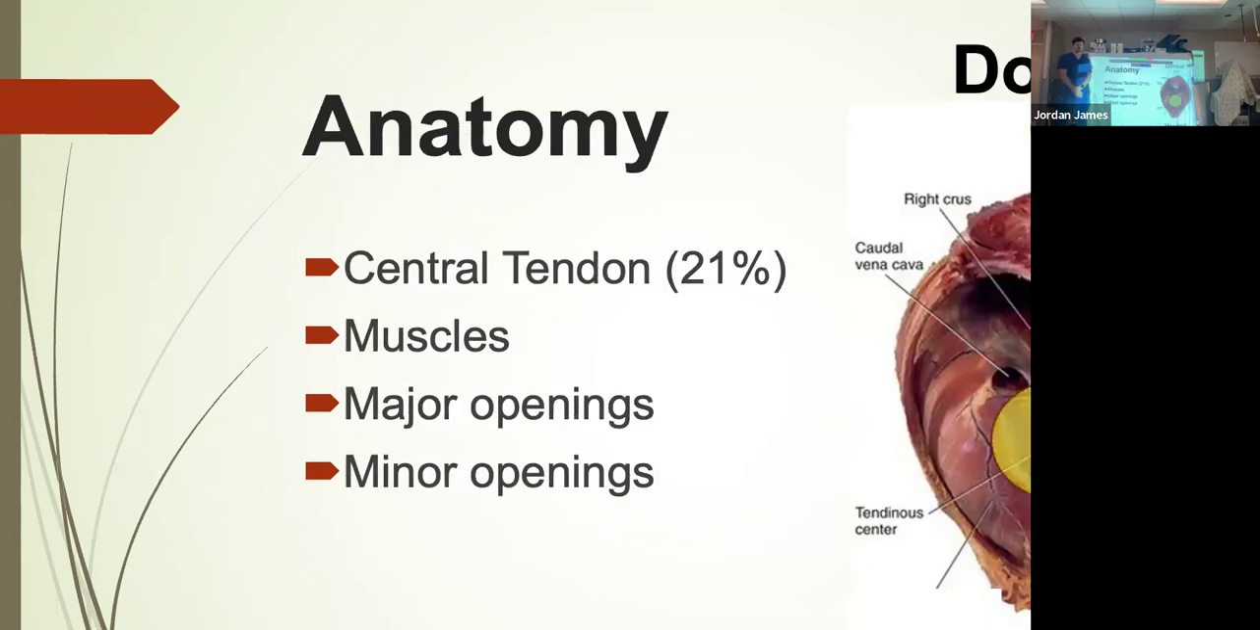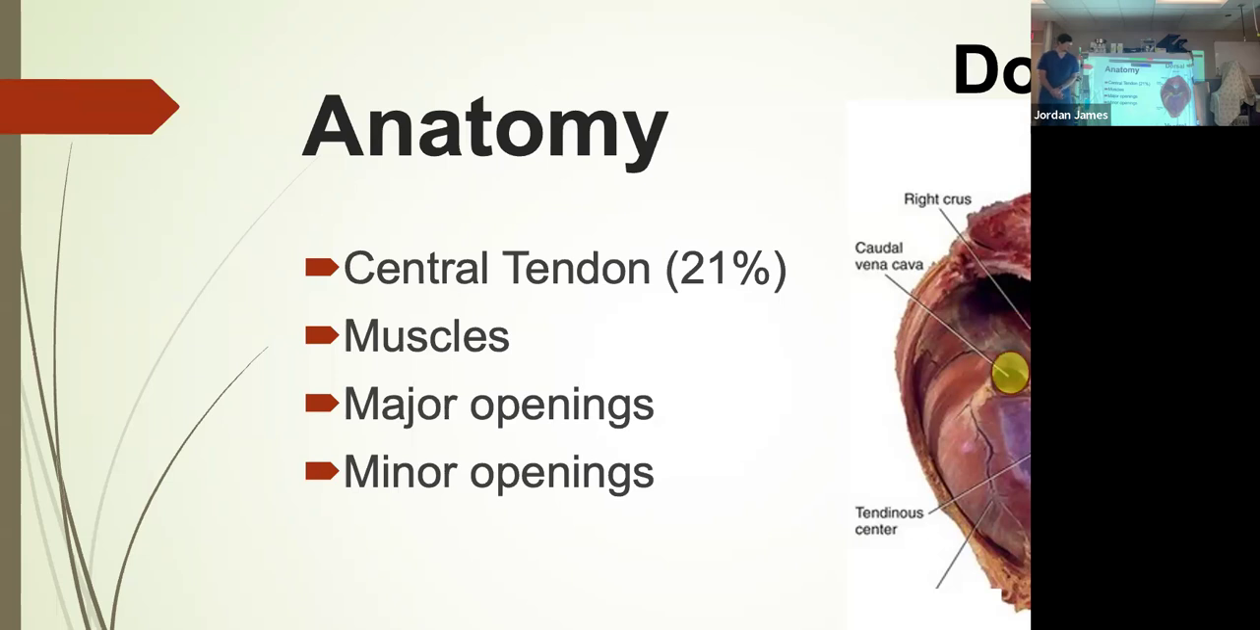Anatomy-wise, we have the central tendon, which takes up about 21%. I know it's not the greatest on the screen image-wise, but it's the yellow circle there. So that's a majority of what the diaphragm's made up of. There are the surrounding muscles. We've got the pars ventralis, the pars costalis on either side, and then that's going to be the pars lumbalis. So that's all of the different muscles and surrounding diaphragm that are important.